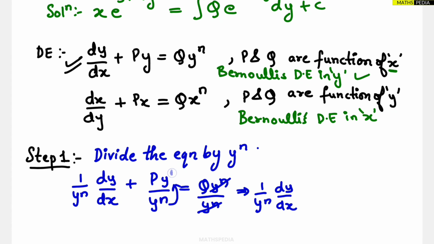Then this is 1 by y power n. If it goes up it will become y power 1 minus n, right? So this will become p into y power 1 minus n. How did it become this? Because we applied the exponential property. What is that? A power m divided by a power n. If the base is the same, the powers are different and the operation between these two is a quotient, that means division, so it will become a power m minus n. The same logic we have applied here.